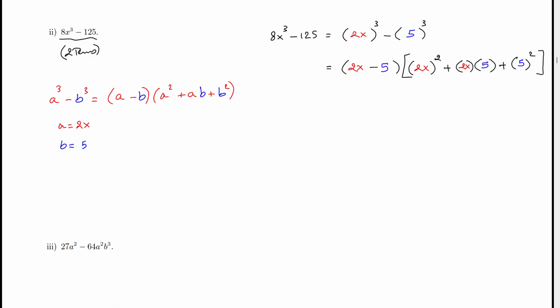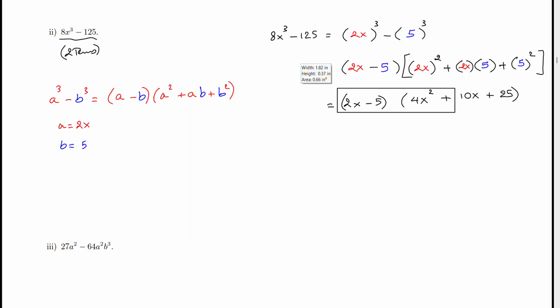We're almost finished. All we have to do now is clean up this mess a little bit. So 2x minus 5 is going to go to the right. 2x squared is going to be 4x squared. 2x times 5 is going to be 10x. And finally, 5 squared is going to be 25. And that is the end.